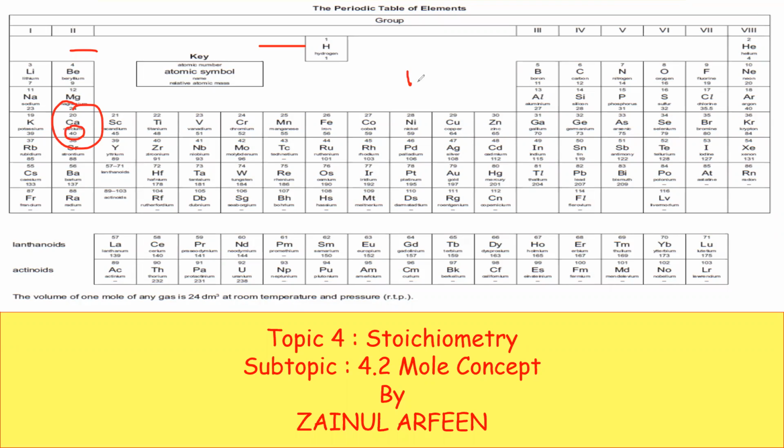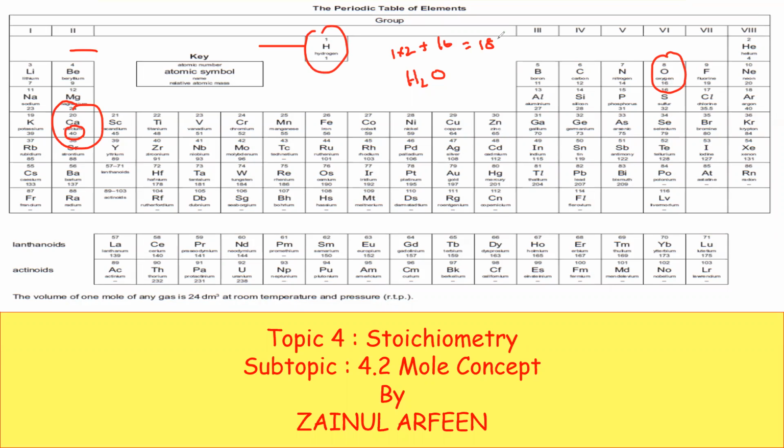The next one is water, which is H2O. Water contains 2 hydrogen and 1 oxygen. So hydrogen is 1 multiplied by 2, plus oxygen, which is 16. So 2 multiplied by 1 is 2, plus 16. The total will be 18.